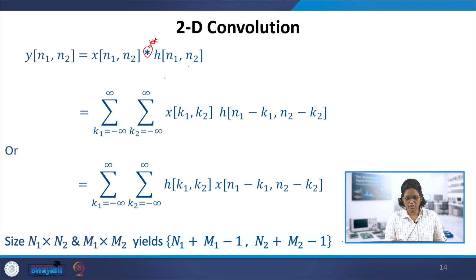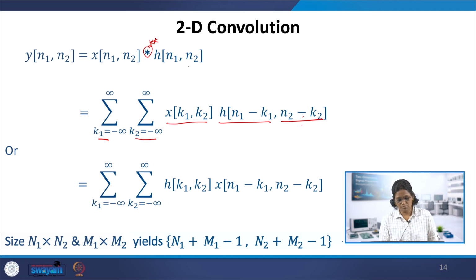The summation x of k h of n minus k now changes to x of k1 comma k2 and h of n1 minus k1 and n2 minus k2. So this is shifting in each index, with the summation for the first index k1 from minus infinity to plus infinity, and similarly the second index k2 from minus infinity to plus infinity. Now the same 1D convolution equation is expressed as the 2D convolution. Instead of changing x to k base, we can change h to k base. In 1D we also do that: it is h of k into x of n minus k. So both are equal. The indices k1 and k2 vary from minus infinity to plus infinity in the summation. Instead of x, we can have h of k1 comma k2, and instead of h here we can have x of n1 minus k1 comma n2 minus k2.